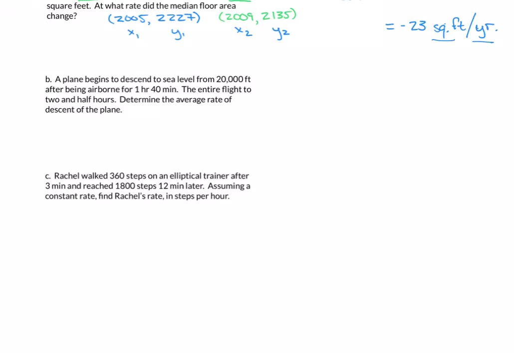Okay, so this one gets a little complicated just because we've got hours and we've got minutes, and we do want to convert that into just one thing. So if we go ahead and do this, 1 hour 40 minutes: 1 hour is 60 minutes, plus 40 is going to be 100 minutes. This is my first point.